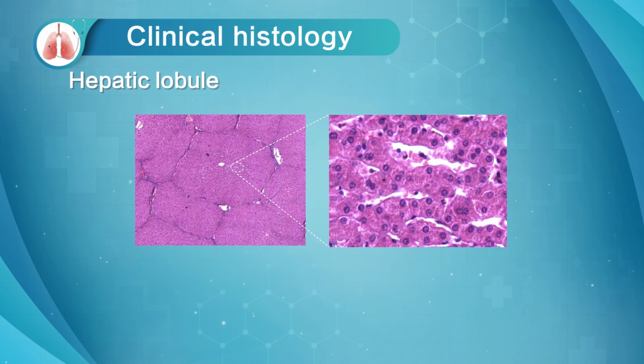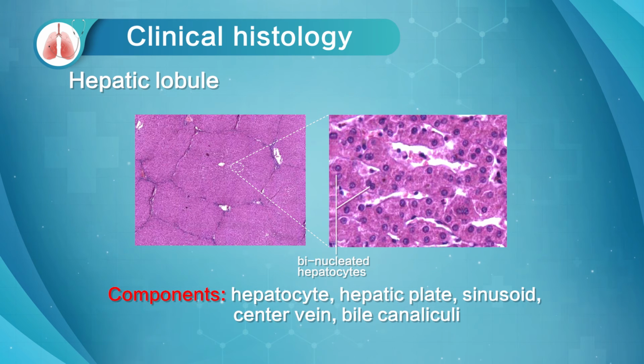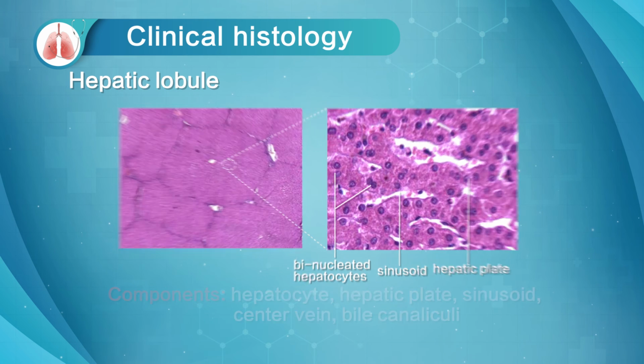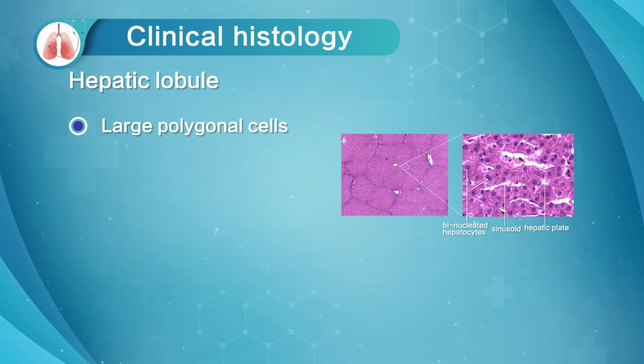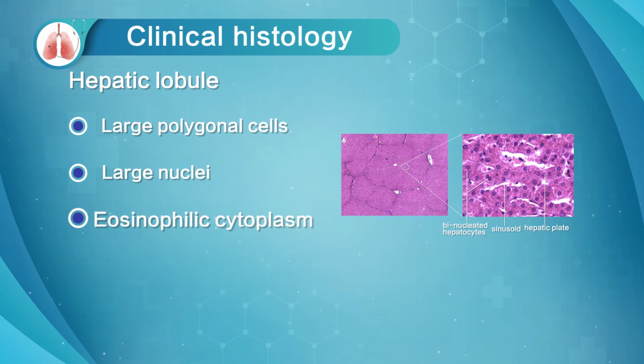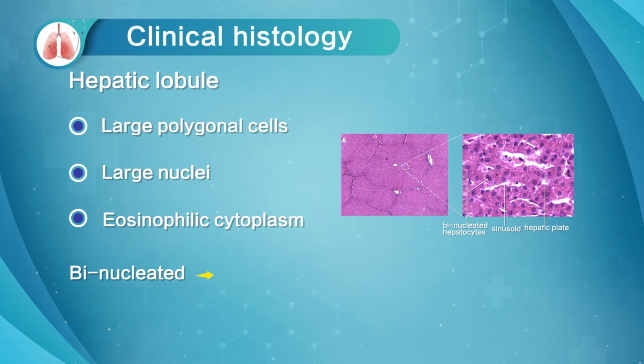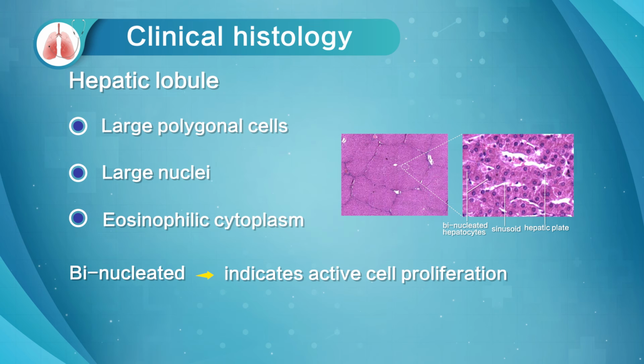The main components of the hepatic lobules, the hepatocytes, are the real site for metabolism. Hepatocytes adhere to each other firmly with desmosomes and junctional complexes that form the hepatic plate. Between the hepatic plates are the hepatic sinusoids. Hepatocytes are large polygonal cells with large nuclei and eosinophilic cytoplasm, rich with organelles. The cells are frequently binucleated, which indicates active cell proliferation.